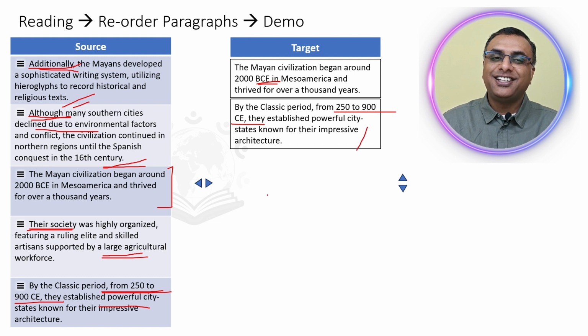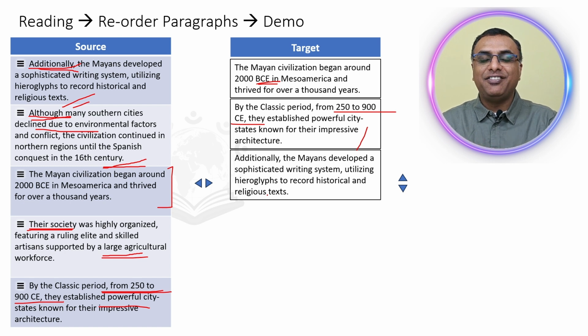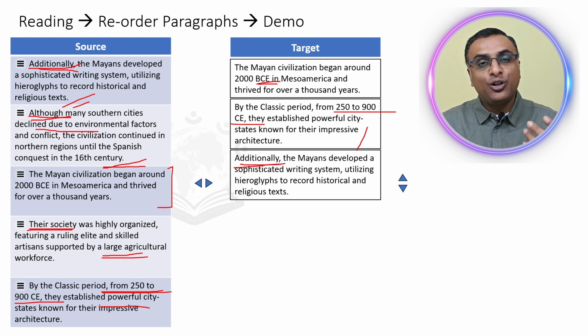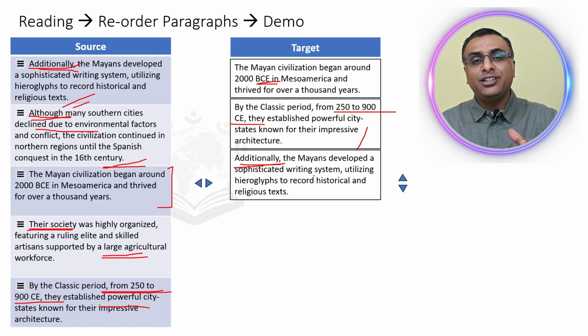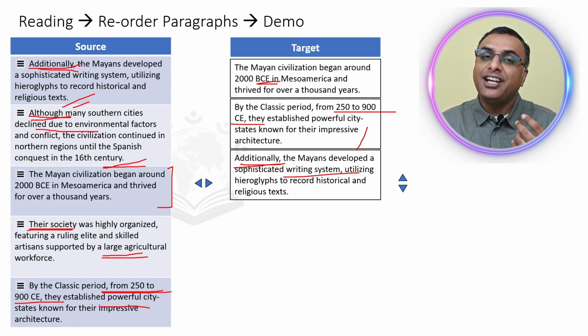Now, the third logical sentence is this: additionally, the Mayans developed. So basically, you can see here, the clue is additionally, right? So they are giving out more details. That is your clue. The second clue to identify the third sentence is, after showing their dominance, what would they do? They would record their history. That is where they start developing sophisticated writing systems. So this is how you can easily identify the third sentence as well.